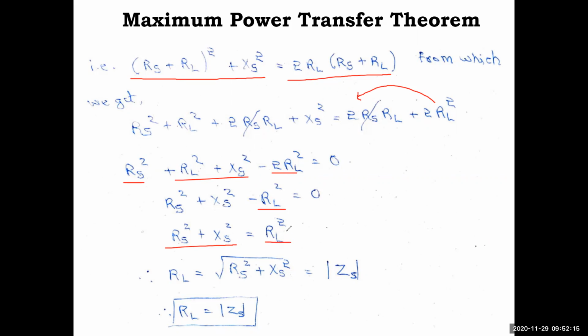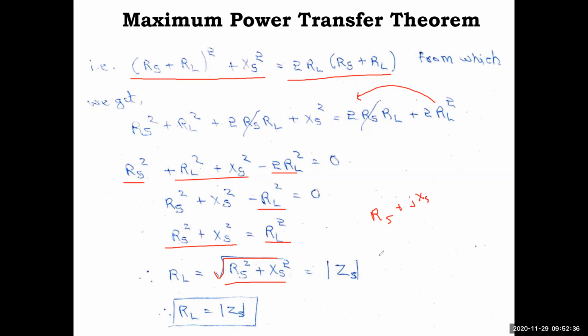So now to find RL, what you have to do? You could not write straight away RS + XS here, right? It is in square form and plus is there. So it is the square root of RS² + XS². So what is meant by this? There is nothing but the magnitude of ZS.